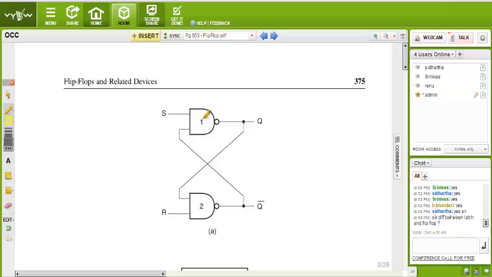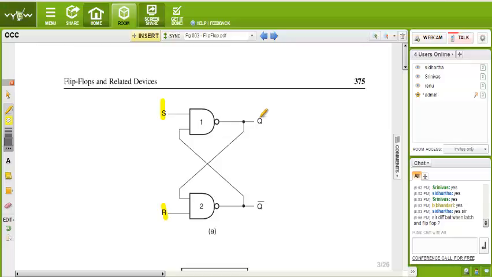A latch is the same as a flip-flop without being controlled by any clock. When it is synchronized with an external clock, then the latch is called a flip-flop. So you may call a latch the basic element or first stage of a flip-flop without clock. See here, two inputs, one is S, one is R. You may call it SR flip-flop or RS flip-flop as you like.